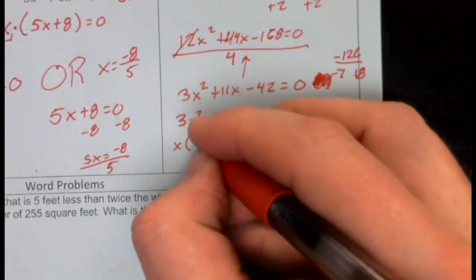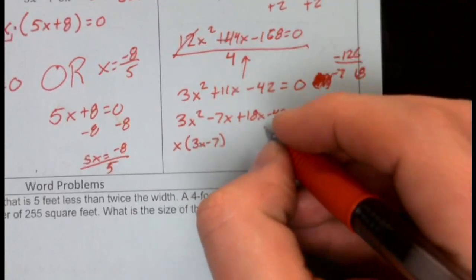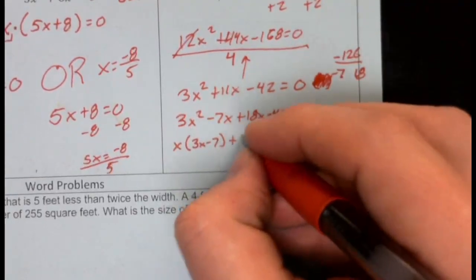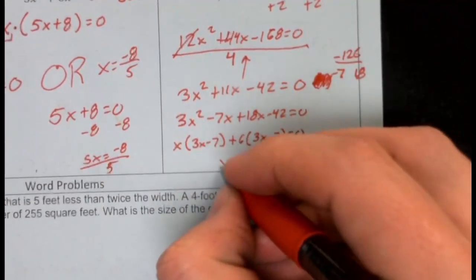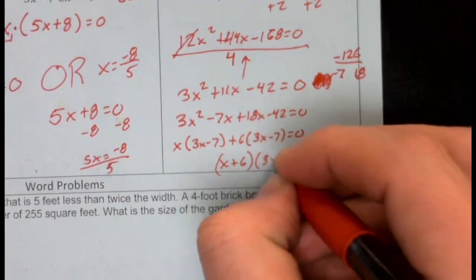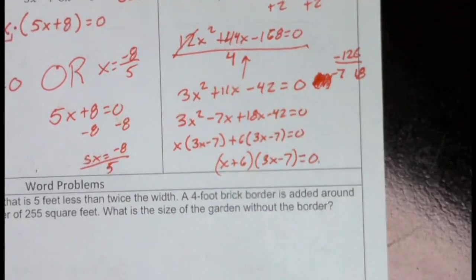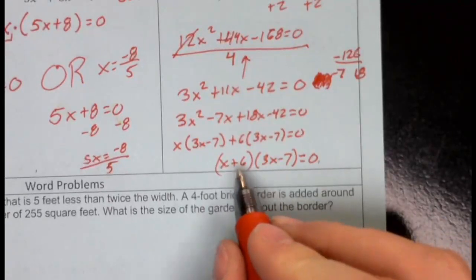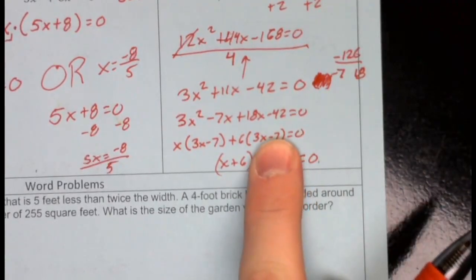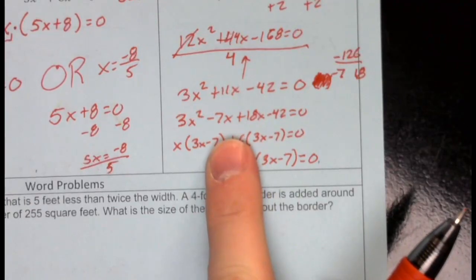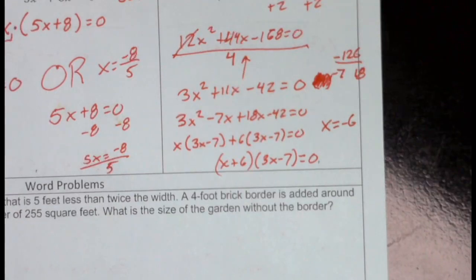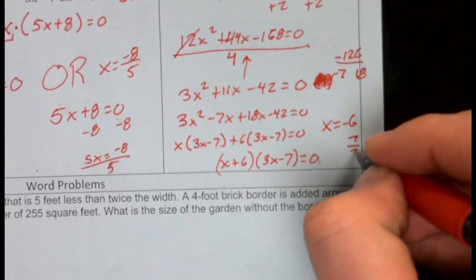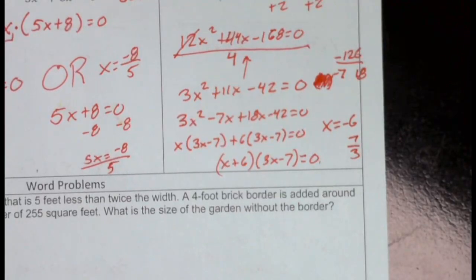I take an x. I need to take a 6 to have my identical binomial. So x plus 6, 3x minus 7. Zero product property says either that equals 0 or that equals 0. That's how we get negative 6 as one of our answers. And 7/3 as our other answer. That is the third section of our homework.